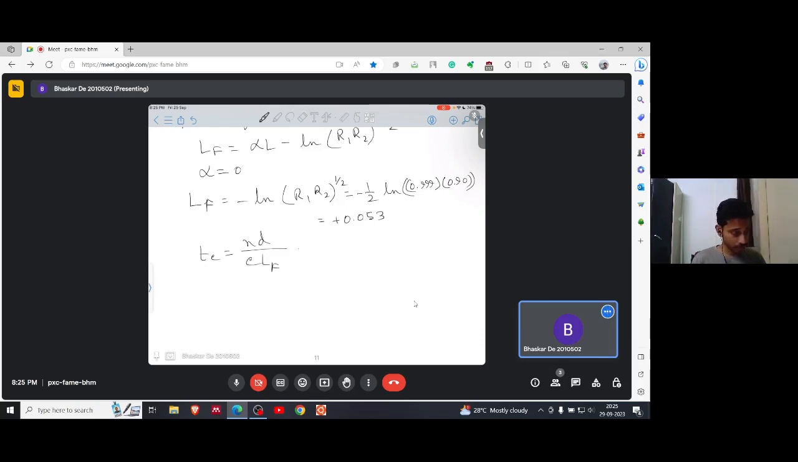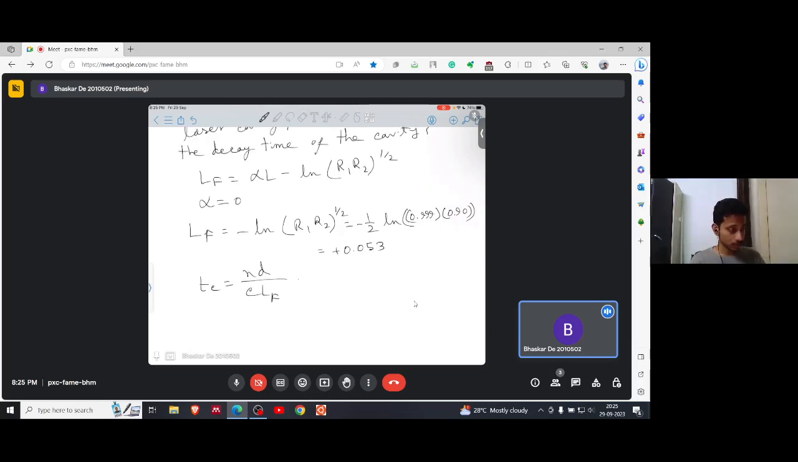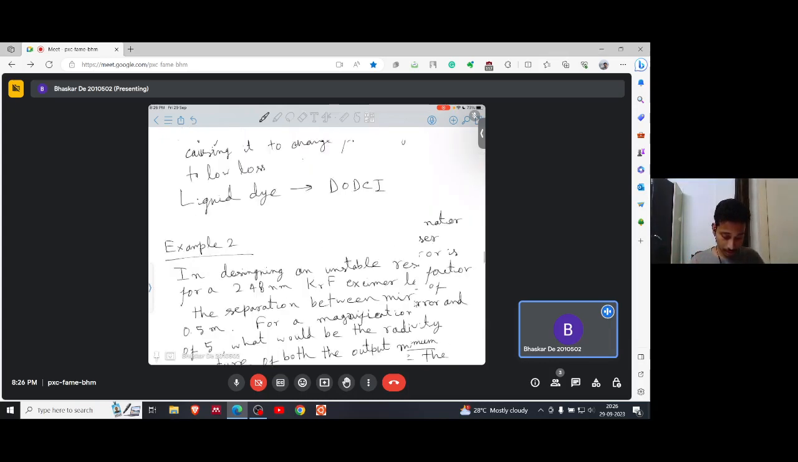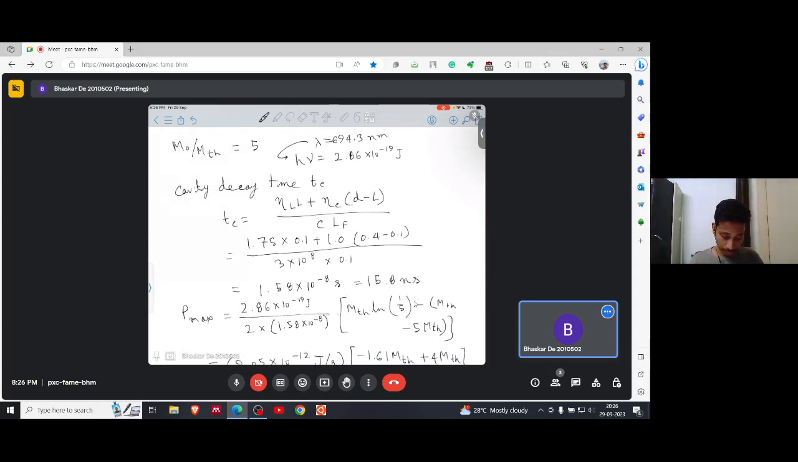NDCLF. So here the TC is very simple, that is NDCLF, because in the problem the 0.1 meter long UV laser rod has the mirrors coated on the ends of the rod. So basically the laser rod is ending here, and at that point in the cavity we have the mirrors. There is no space between the mirror and the laser rod, but if we don't have that, then there will be this kind of formula.